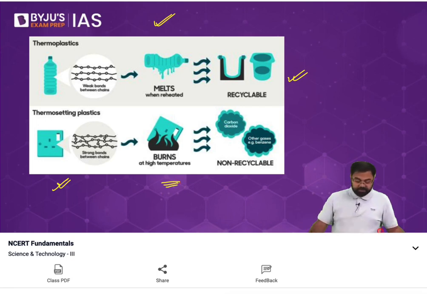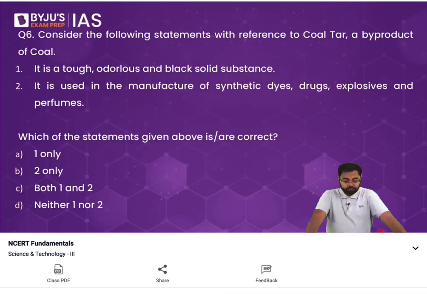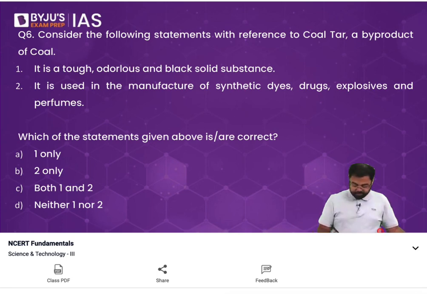Then after that, question number 6. Question number 6 says, consider the following statements with reference to coal tar, a byproduct of coal. 1. It is tough, odorless, and black solid substance. 2. It is used in manufacturing of synthetic dyes, drugs, explosives, and perfumes. So I'm launching the poll for you. Please mark your answers.